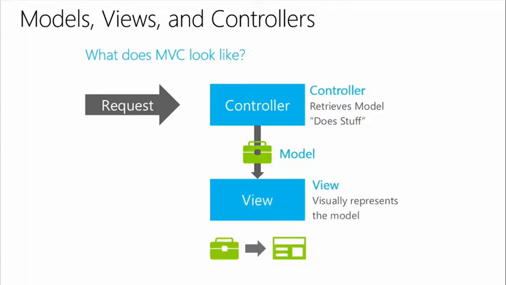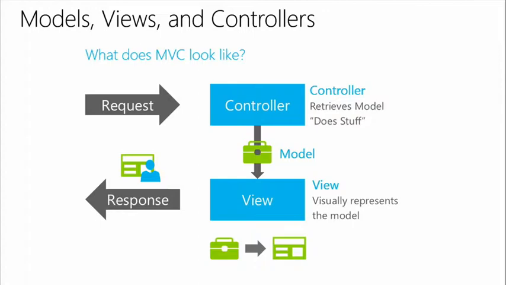And then the view's job is just to visually represent that model. So the view says, okay, I am a view, and my job is to display a customer. I'm passed a customer model, and I'm going to turn that into HTML, and then we're going to send that off to a happy user. That's it.